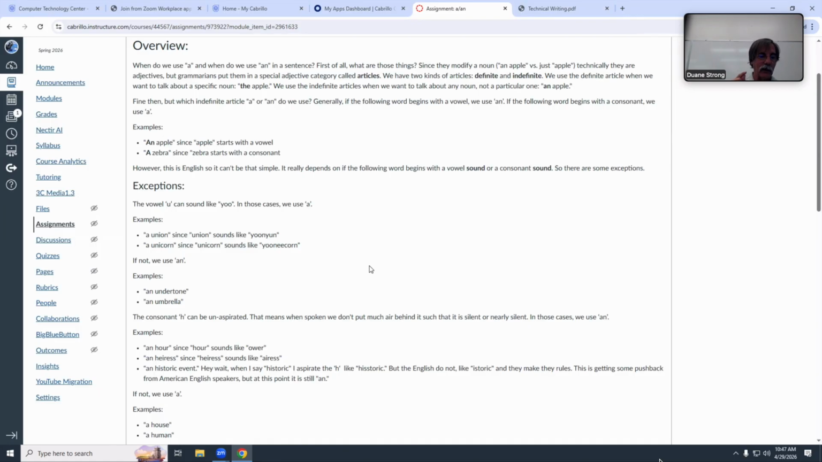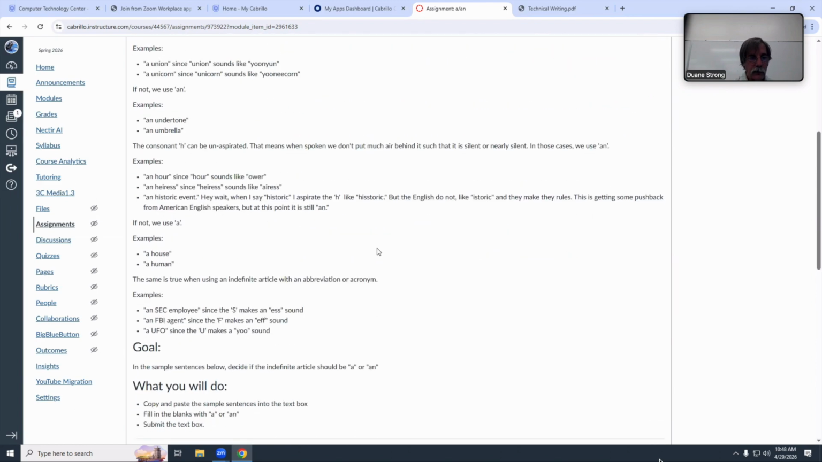If it doesn't have that sound, we go back to the normal rule where we use "an" when it starts with a vowel. So an undertone, an umbrella. Here's the difference, right? Sound it out. Umbrella versus unicorn, right? Uh versus U.